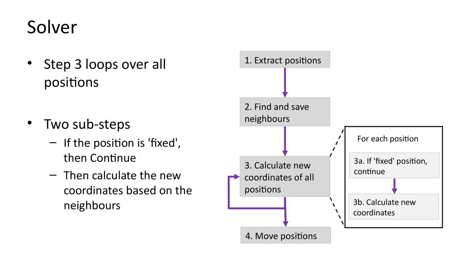As before, step 3 loops over all the positions and applies some sub-steps. In this case there are 2 rather than 3 sub-steps. The middle sub-step from the minimize detours example has been removed. Let's look at the code to see what is happening.